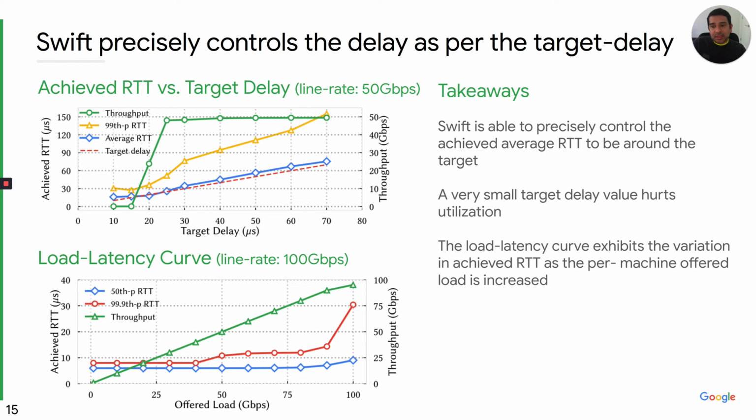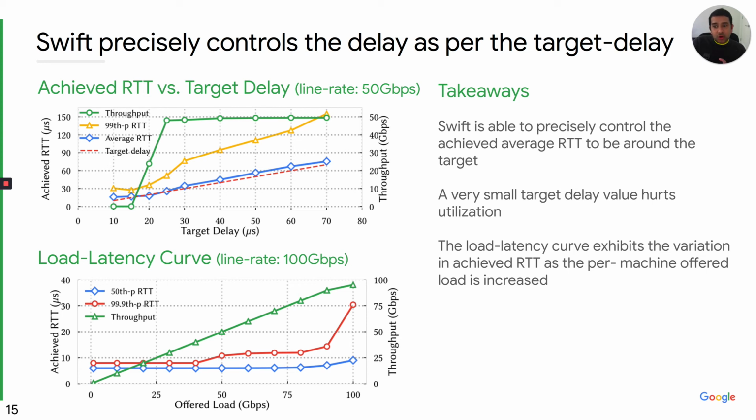And to show this, we run an experiment with 100 to 1 incast. The line rate here is 50 Gbps, and we are varying the target delay from 10 microseconds to 70 microseconds on the x-axis, and we are measuring the achieved RTT and the throughput. And what we observe is that Swift is able to precisely control the achieved average RTT to be around the target. We also note that a very small value of target delay hurts utilization. So target delay needs to be selected properly.